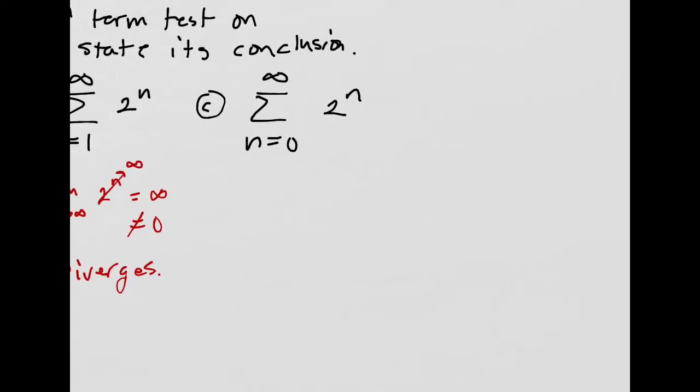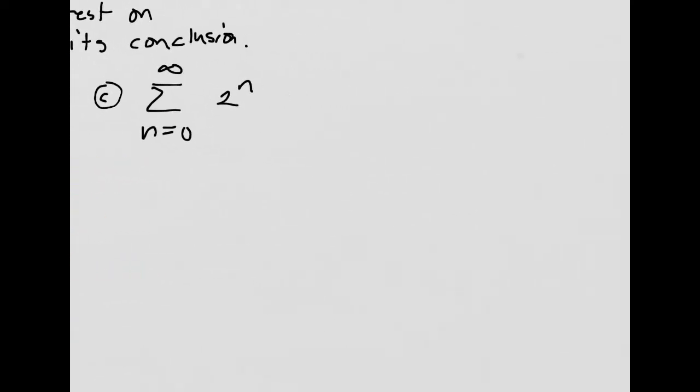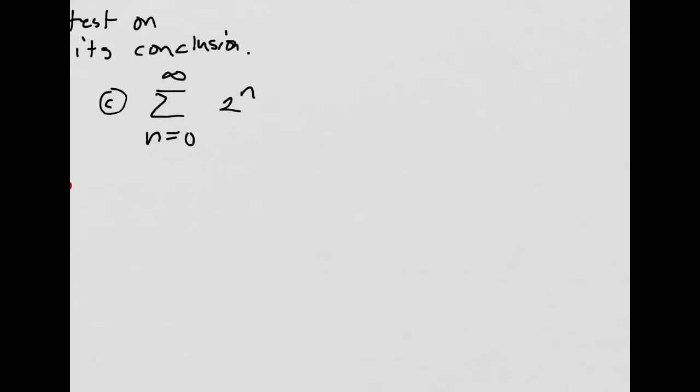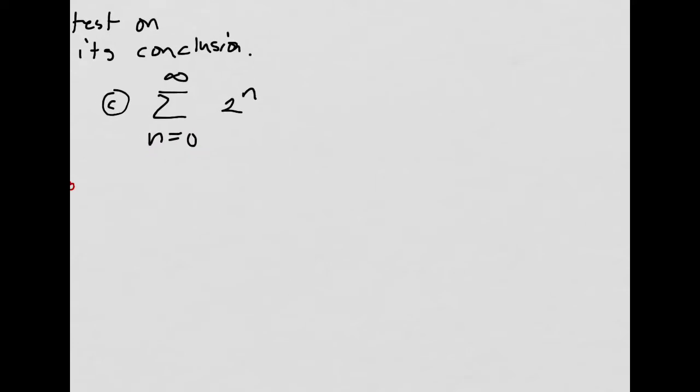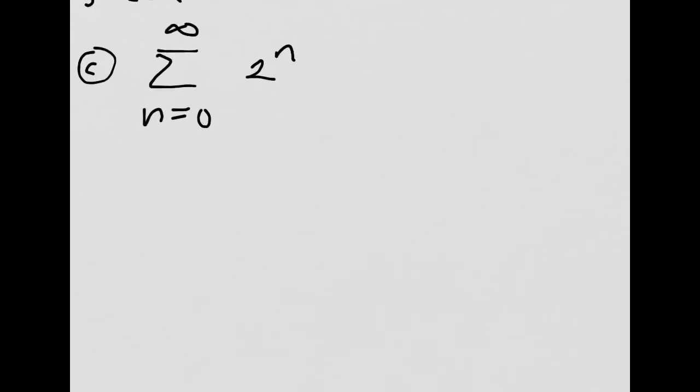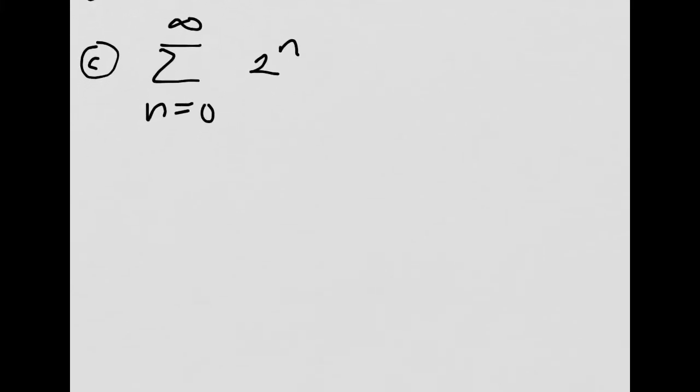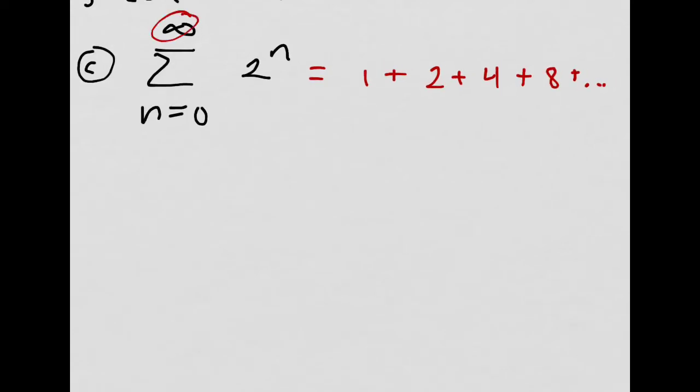Wait a minute. The nth term test for divergence said that n had to start at 1, but you can play around with stuff. I don't think you have a problem like this, but let's see what we can do with this. First, I'm going to write out a few terms. This actually, if I plug in 0, I get 1. If I plug in 1, I get 2. If I plug in 2, I get 4. If I plug in 3, I get 8. And then it just goes on and on and on forever, because I go to infinity.